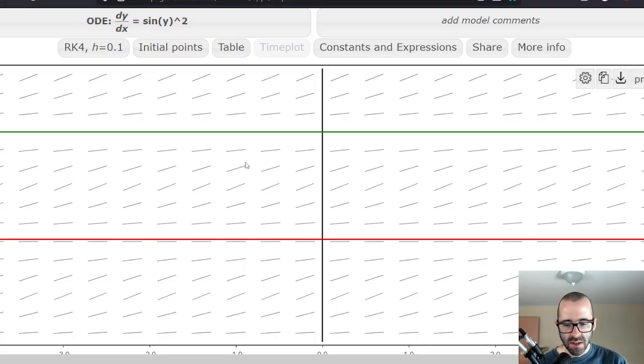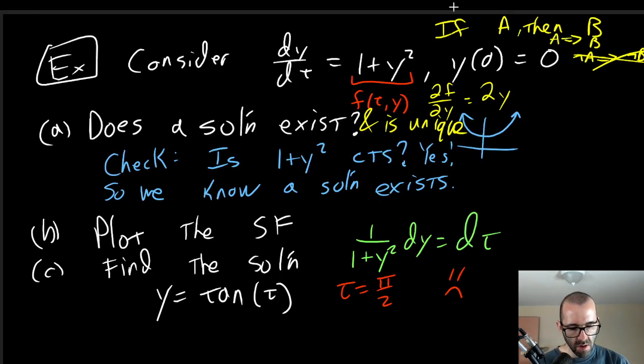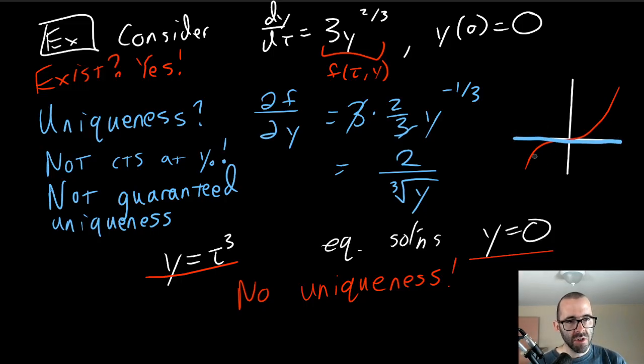Well, now the question is, if you remember back to this example, right? We had two solutions, t cubed and 0. And so what that looked like, right, is we had one solution that looked like a cubic and an equilibrium solution as well. And so the solution crossed the equilibrium solutions.